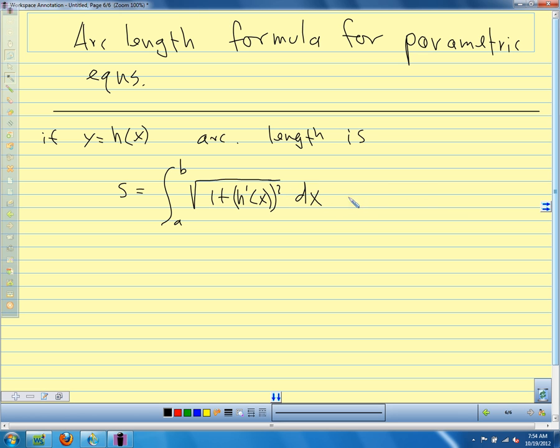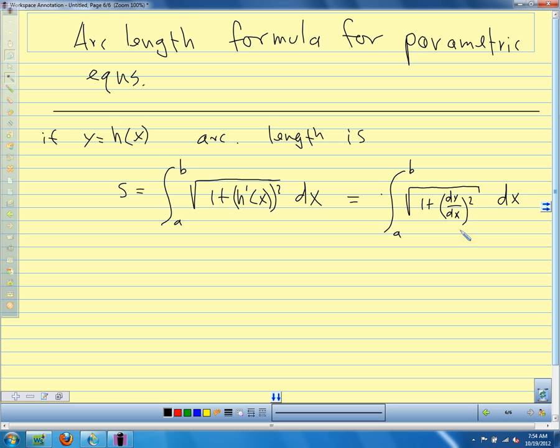And I'll just rewrite this so it's in a notation that we're going to use for our parametric equations. 1 plus dh, or dy dx, squared dx. So that's our arc length formula if y equals some function of x. And here we said our function was h.